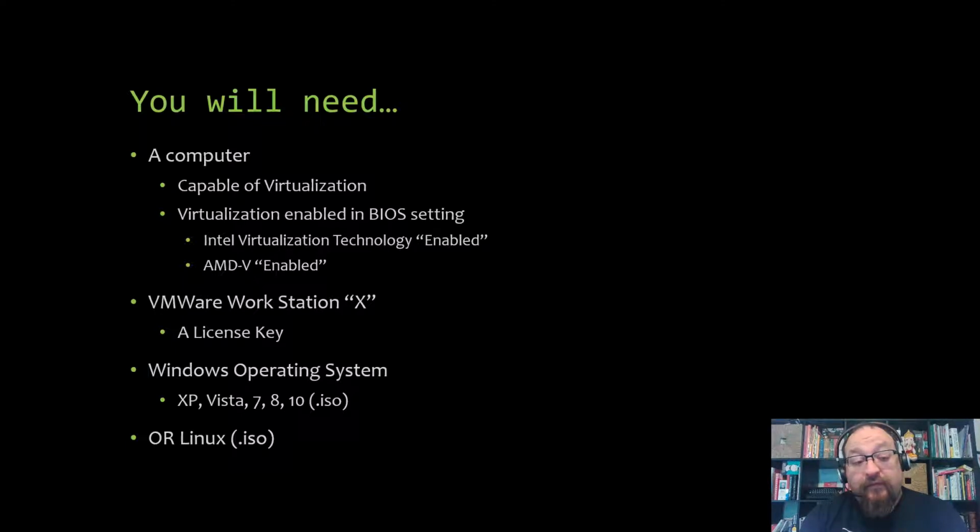You'll also need VMware Workstation. The current version right now is 15, but 14 and 13 work as long as you have a working license key. You'll need an operating system in a .iso format. That's the installer disk that you'll see, either XP, Vista, 7, 8, 10, or any Linux distribution that you want to use.